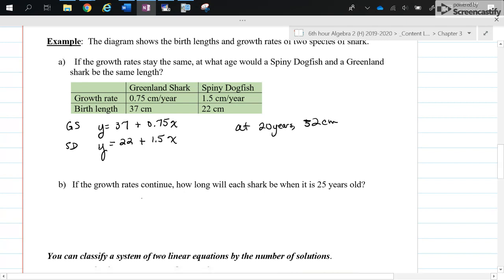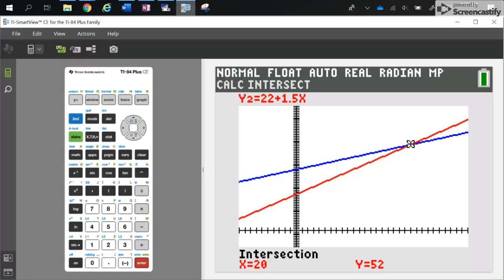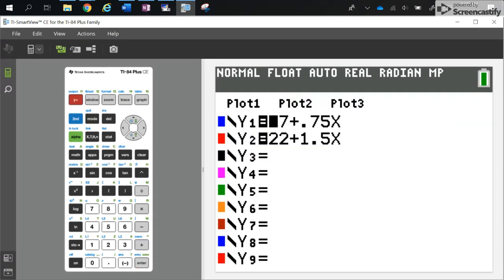So I could plug in 25 for x here and see what I get for y for the Greenland shark, or I could do it using my graphing calculator. So I'm going to go back to my graphing calculator, and I need to know for y1, not for y2, for y1, what is the y when x is 25.